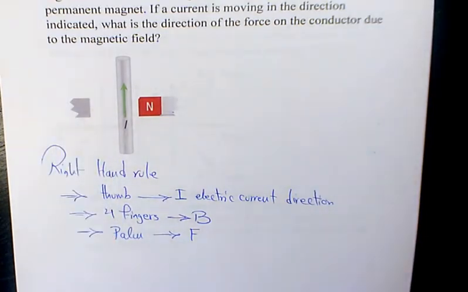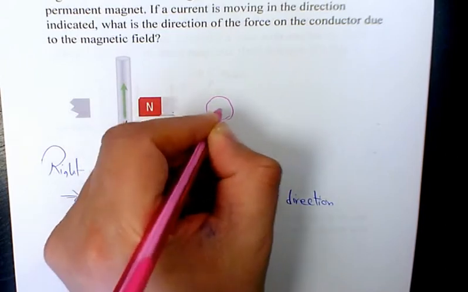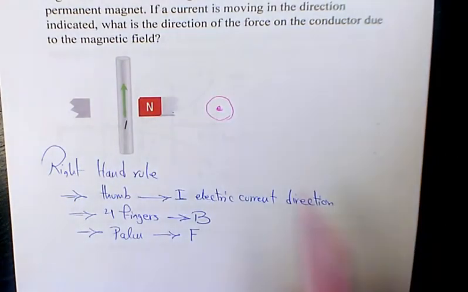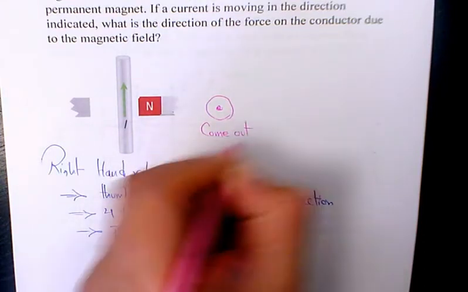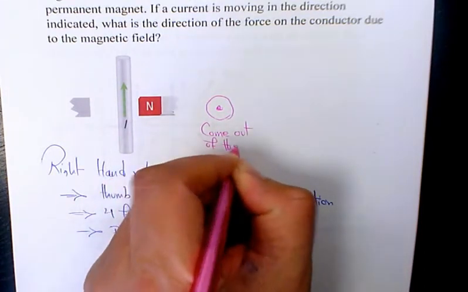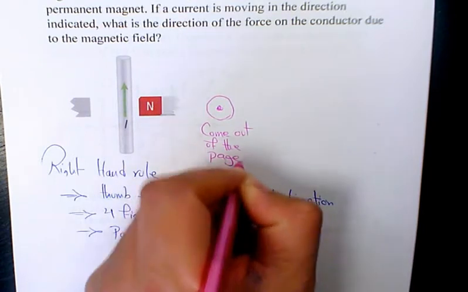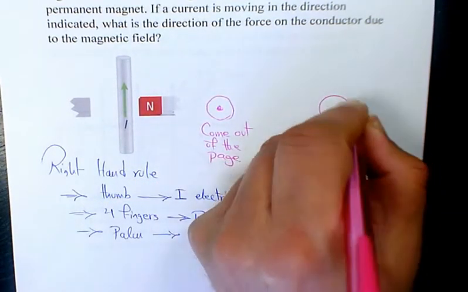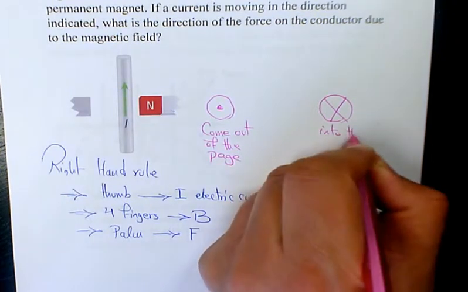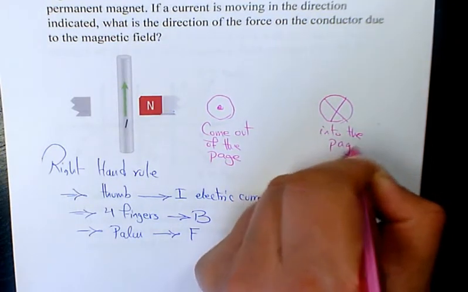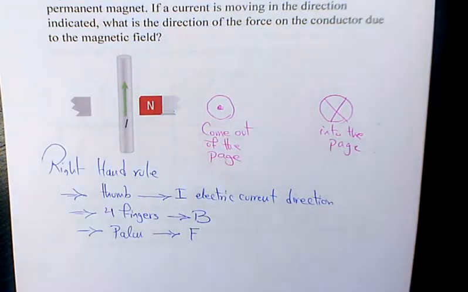So in this case, the thumb is going up, four fingers are going left, so it means that the magnetic force is going to come out of the page. So we show it like that. That means come out of the page. If it's going into the page, we show it like that, into the page. But the answer to this question is come out of the page.